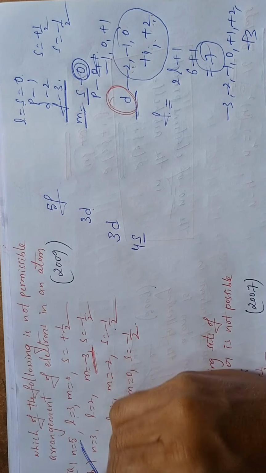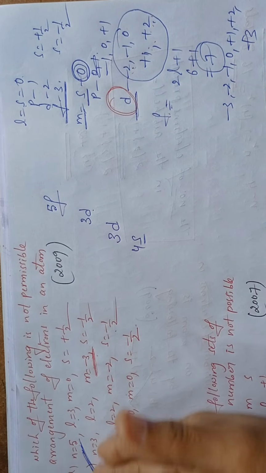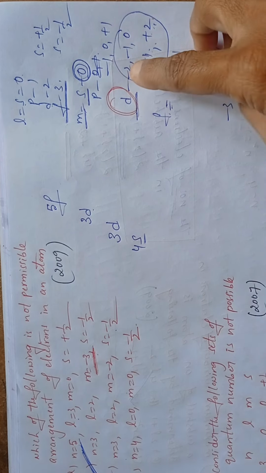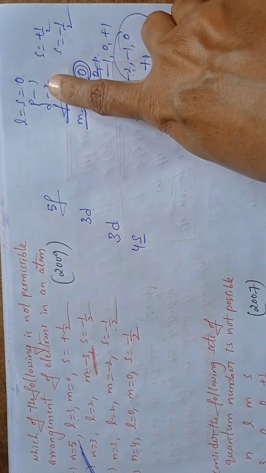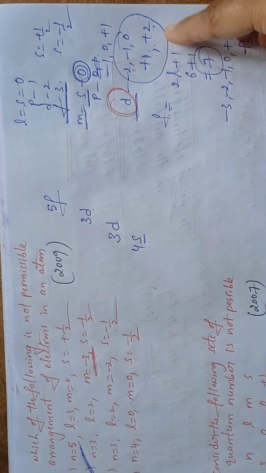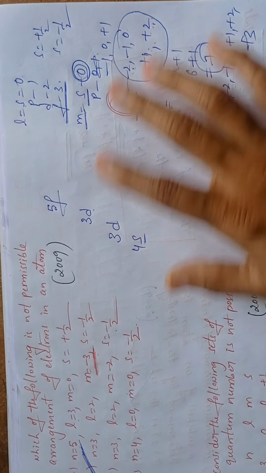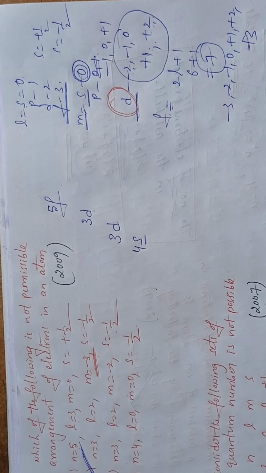So which is the wrong option? Option B is wrong, which is not permissible. Because L equal to 2 means D subshell. In D subshell only M values -2, -1, 0, +1, +2 are possible, but in the question -3 is given, so it is not possible. Are you clear, students?